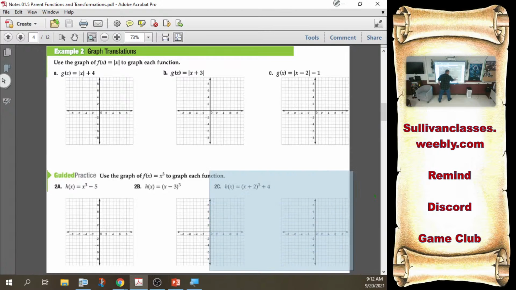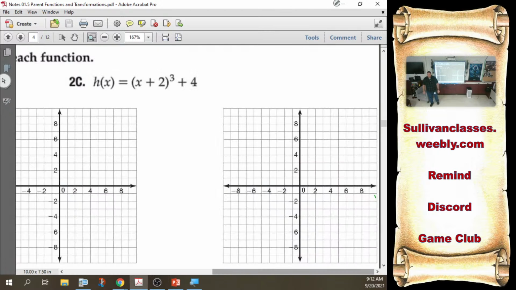Yeah, we can do that. 2C. Tell me what the transformations are. Graph the transformed function.